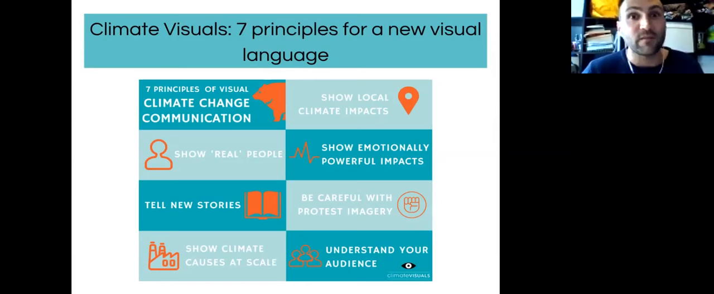So we carried out some research with more than 3,000 people in three countries. We tested a whole stack of different images. We came up with a set of principles, you can see them on the screen here, which point towards a more compelling visual language on climate change, more diverse, more human-focused visual language.